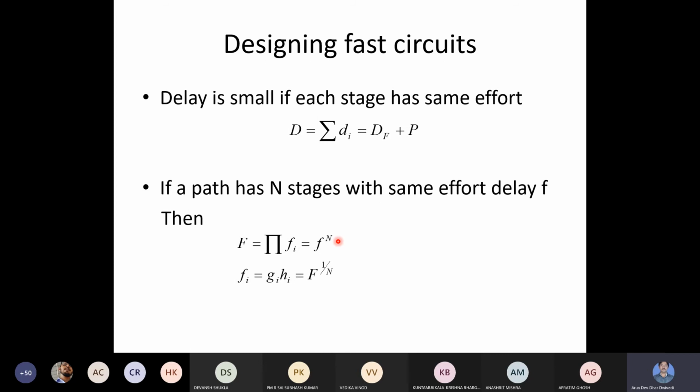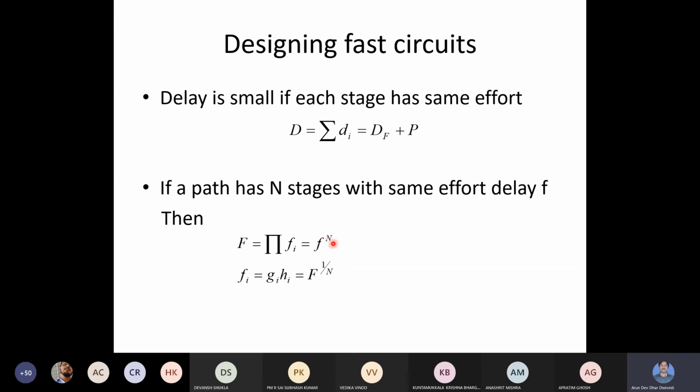So for designing a fast circuit, what to do? Delay is small if each stage has the same effort. So D equal to sigma Di, which is Df plus P, we have already seen. If a path has n stages with the same effort f, then total effort F equal to product of fi, and because n stages are there, f is multiplied n times, so F equal to f to the power n.